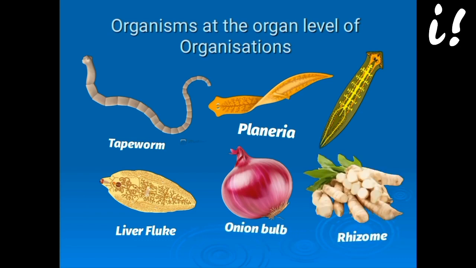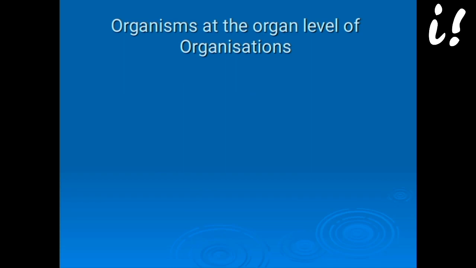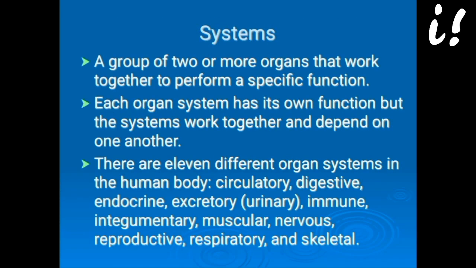Animals at the organ level of organization include platyhelminthes like tapeworm, planaria, liver fluke, and plants like onion bulb and rhizome. Let's look at what a system is. A system is a group of two or more complex organs that work together to perform a specific function. Each organ system has its own function, but the systems work together and depend on one another. There are 11 different organ systems in the human body, including circulatory, digestive, endocrine, excretory, immune, integumentary, muscular, nervous, reproductive, respiratory, and skeletal system.